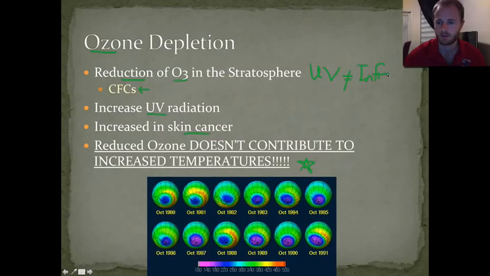Alright, I'm just going to put this. Heat, ultraviolet. Okay? And then you can see from 1980 to 1991 this reduction in the amount of stratospheric ozone. Increased skin cancer.